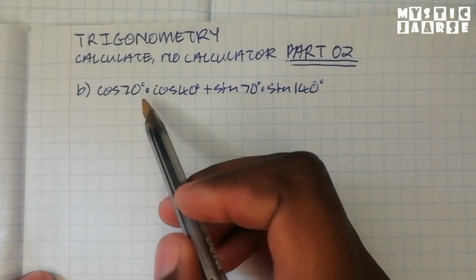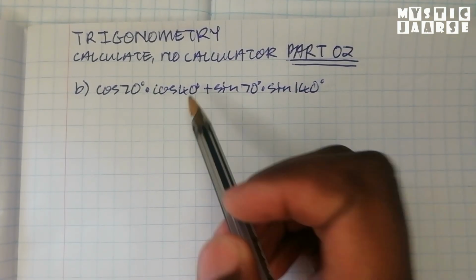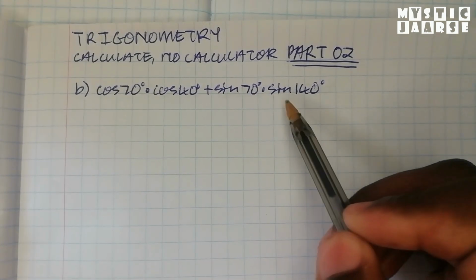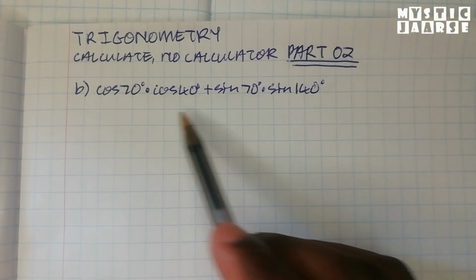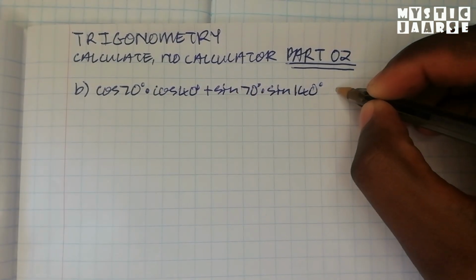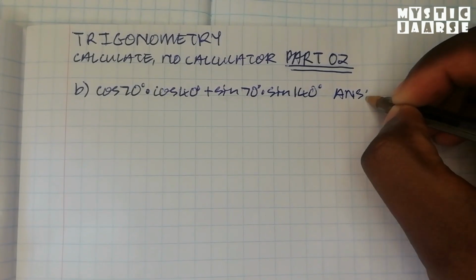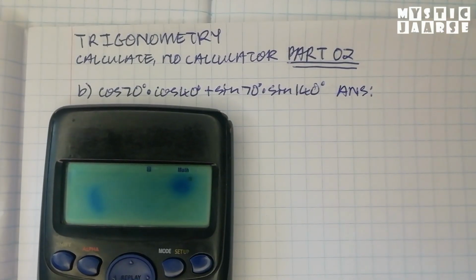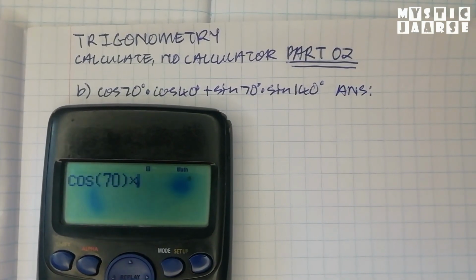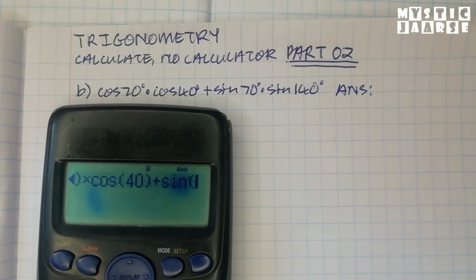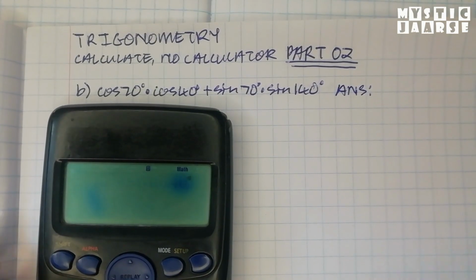We have cos of 70 degrees multiplied by cos of 40 plus sine of 70 degrees multiplied by sine of 140 degrees. We are supposed to calculate this without using a calculator, but I am going to use my calculator to verify my answers. So I'm going to put the whole thing into my calculator and see what I get.